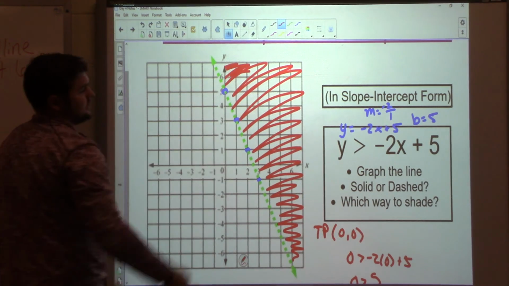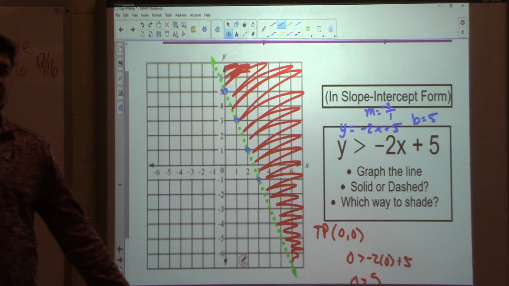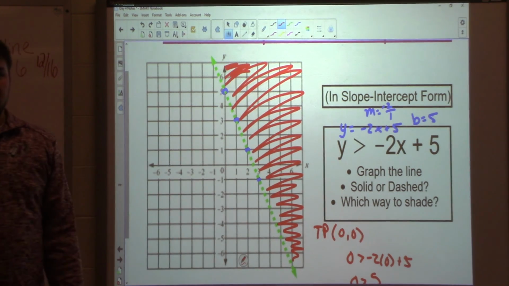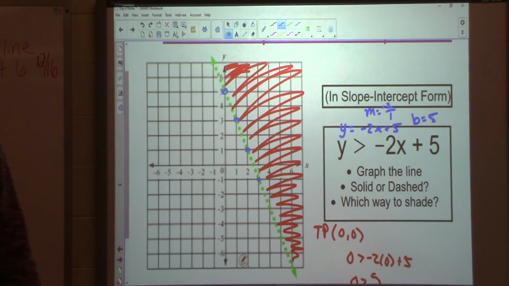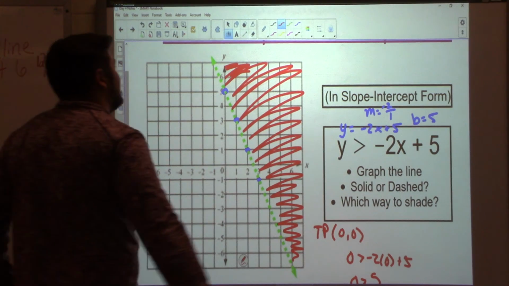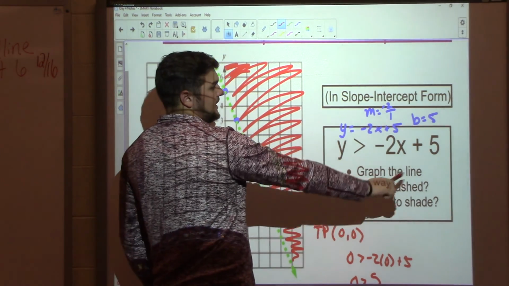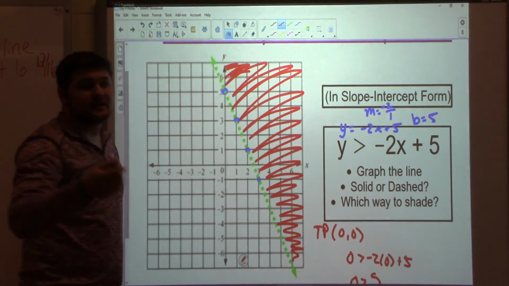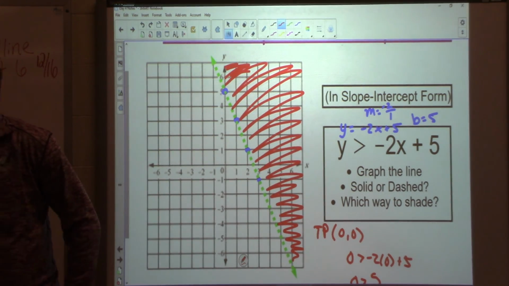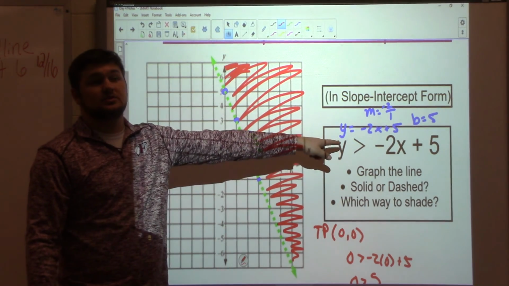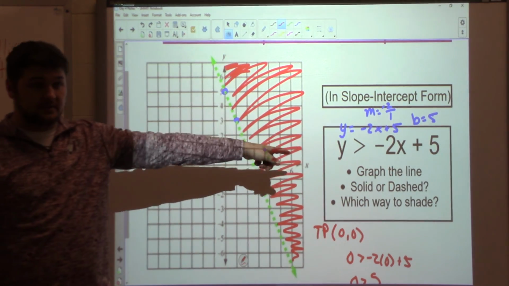So all of that should be shaded over there then. Because it's false, I shade the opposite of my test point. Does that make sense? So that means any point you pick in this shaded area should make that a true statement. So if you're ever not sure if you shaded the right side, pick a point from where you shaded and plug it in. If it doesn't make a true statement, you shaded the wrong side. Alright?